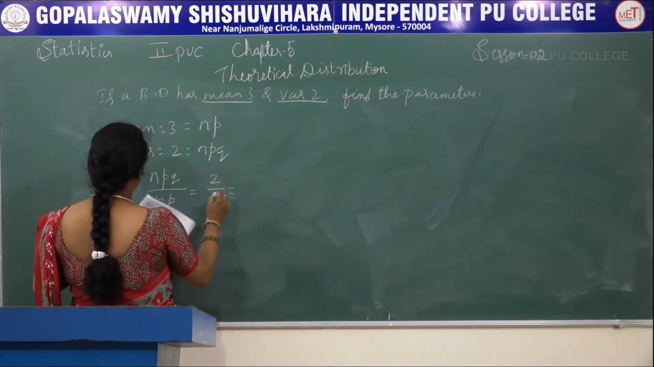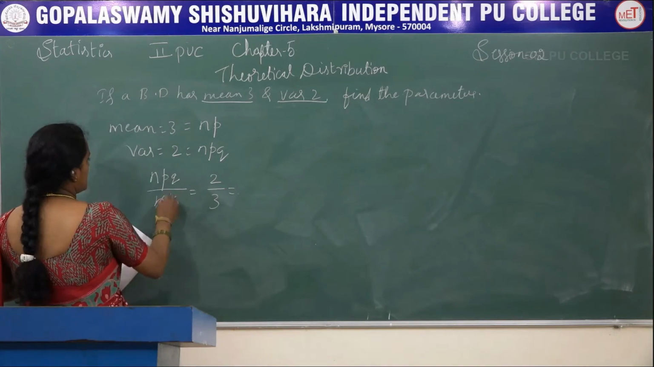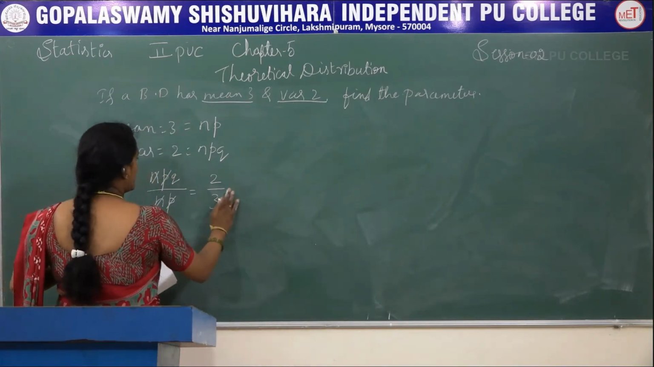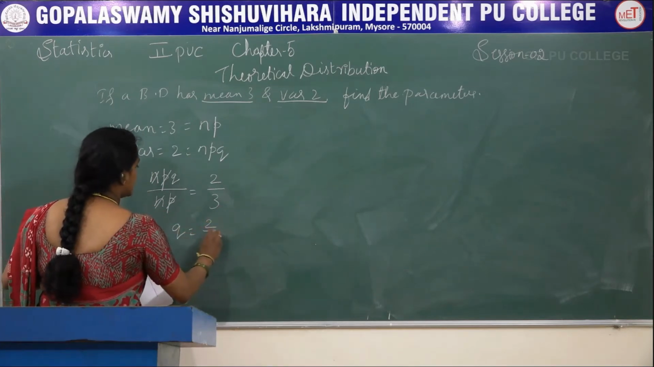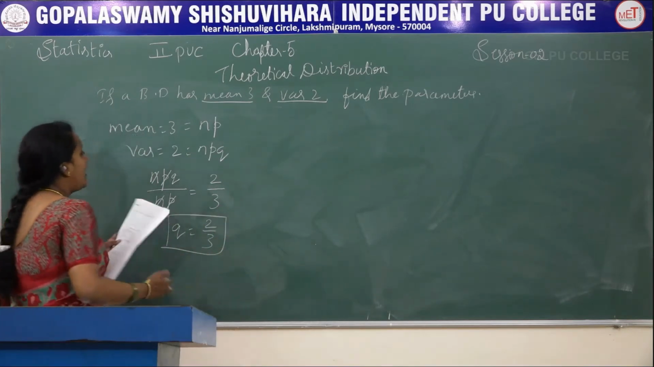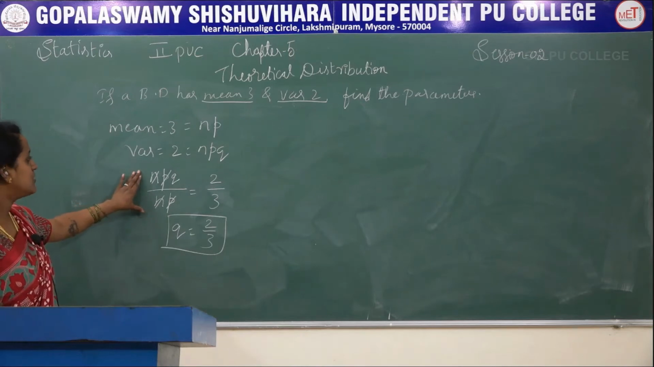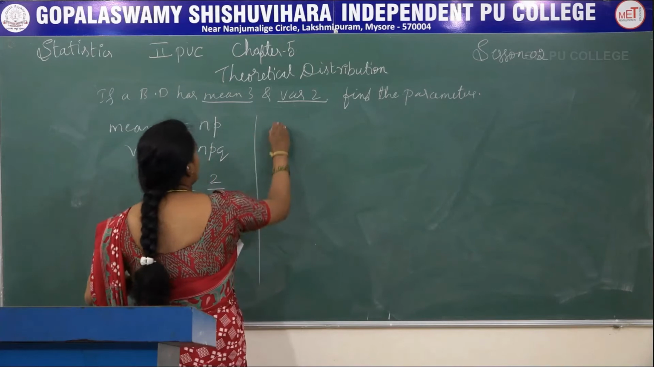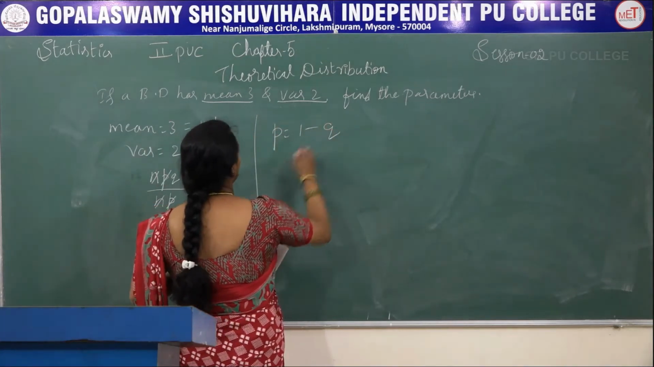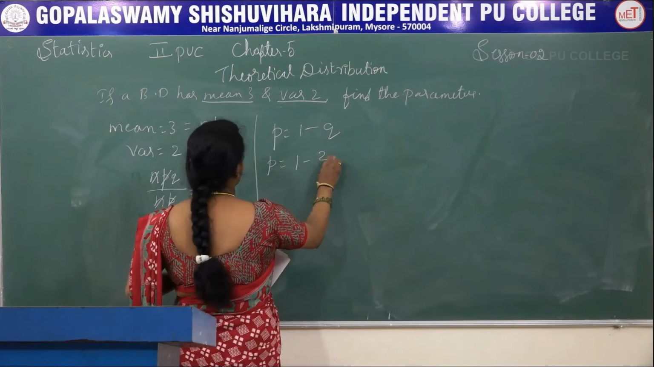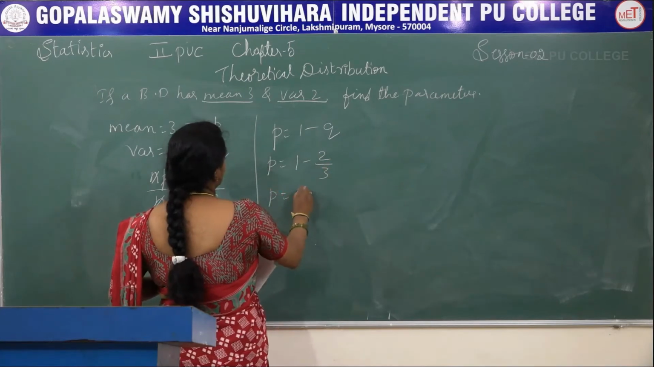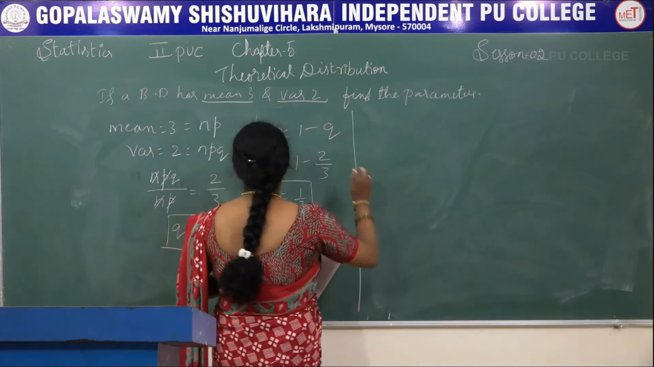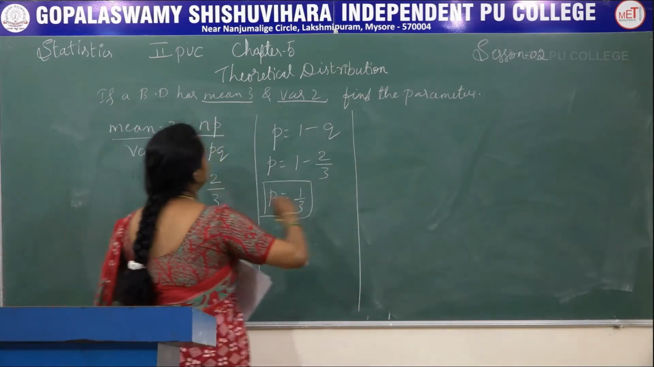np will get cancelled. This will be q. So our q value is 2 by 3. After taking the ratio of this, we get q value as 2 by 3. So p is equal to 1 minus q, p is equal to 1 minus 2 by 3, p is equal to 1 by 3. And next, we will take the mean value.